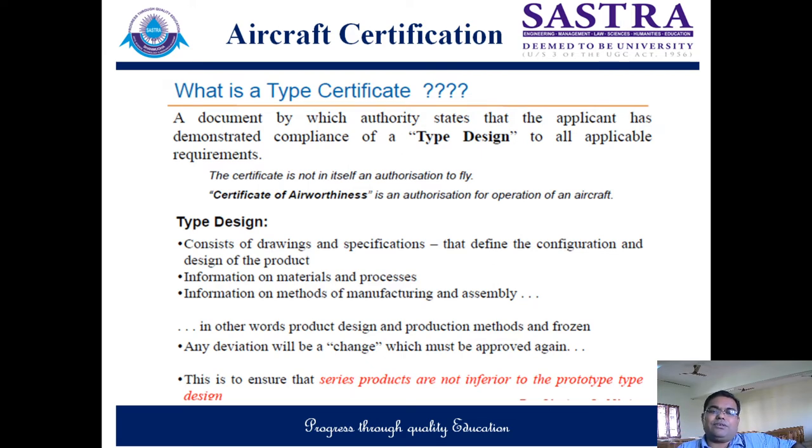The type design consists of drawings and specifications that define the configuration and design of the product, information on materials and processes, and information on methods of manufacturing and assembly. So when you are applying for a type certificate, you have to provide all these details. Drawings of the aircraft need to be provided with all configurations, information on which materials you are going to use and by what processing, and how you are going to manufacture and assemble things. You need to give all these to the FAA and JAA, and they will send a team to investigate. After inspection, if they are satisfied, they will issue the type certificate to you.